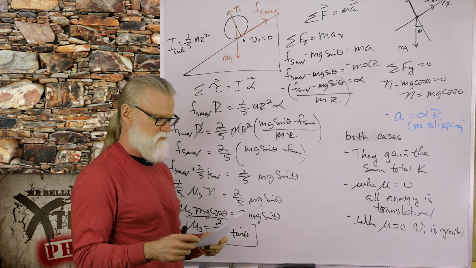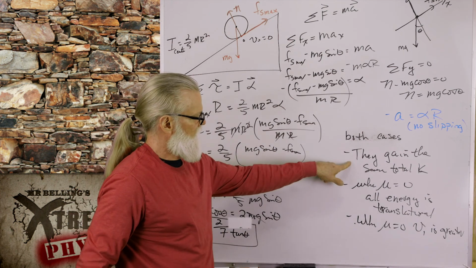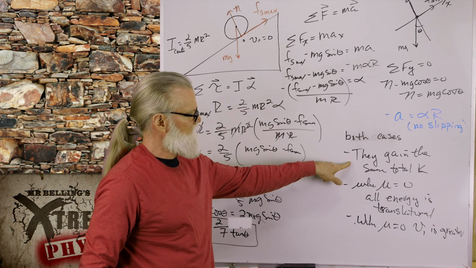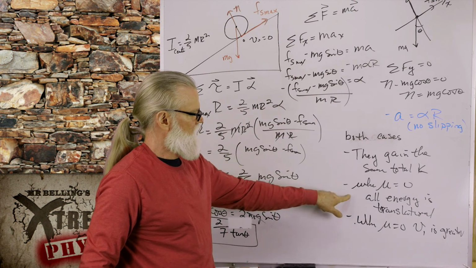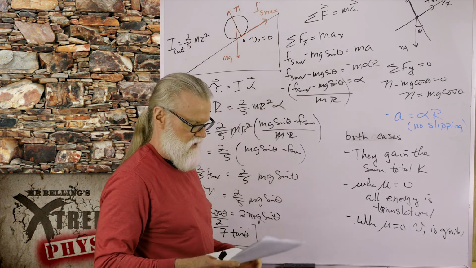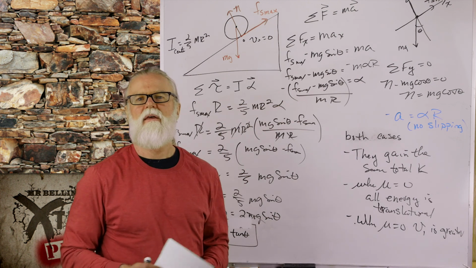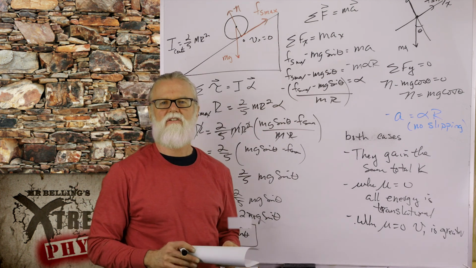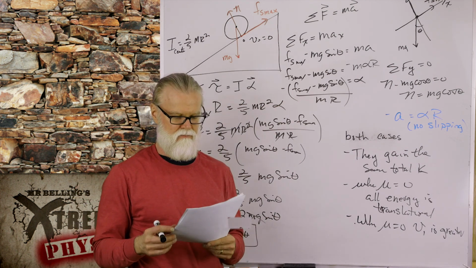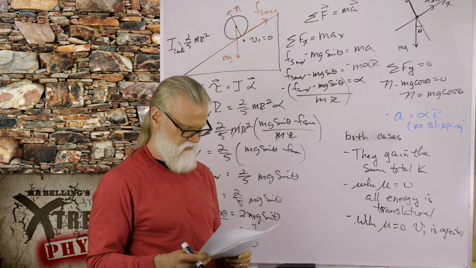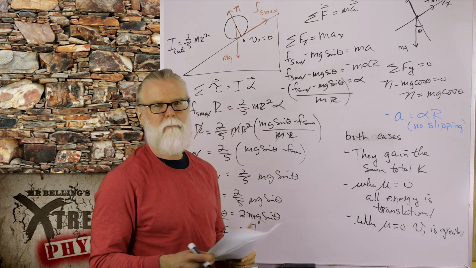All right, but that's what we want to do. You want to say they both gain the same total kinetic energy. When mu is 0, all the energy is translational. Therefore, it is translating faster when the coefficient of friction is 0 and there's no friction. All right, that's 1974, number 2.